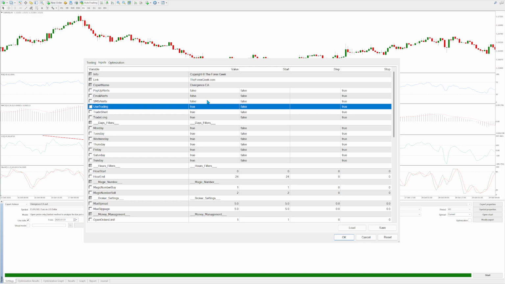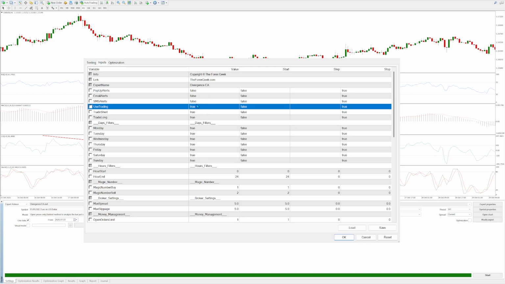Use trading, if you have use trading set to true, the EA can actually place and manage trades on your behalf. Just go careful with this and bear in mind it's all done based on the settings and money management that you select from the EA, which of course you're responsible for yourself.